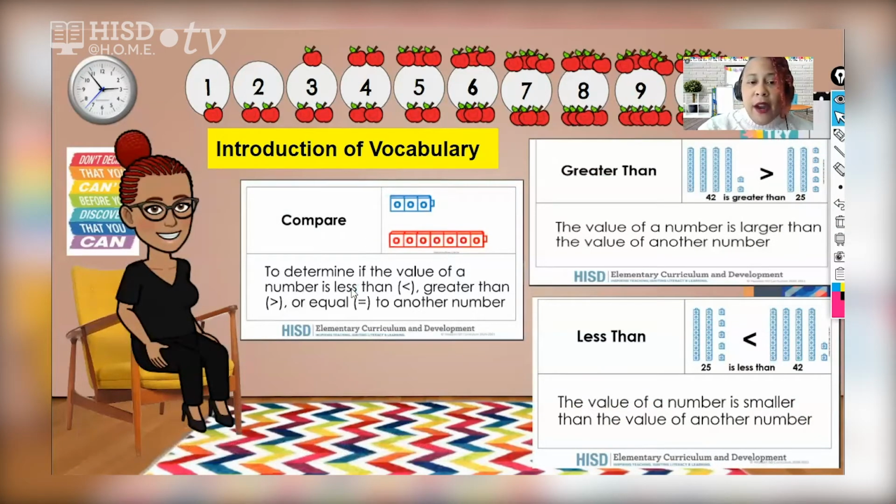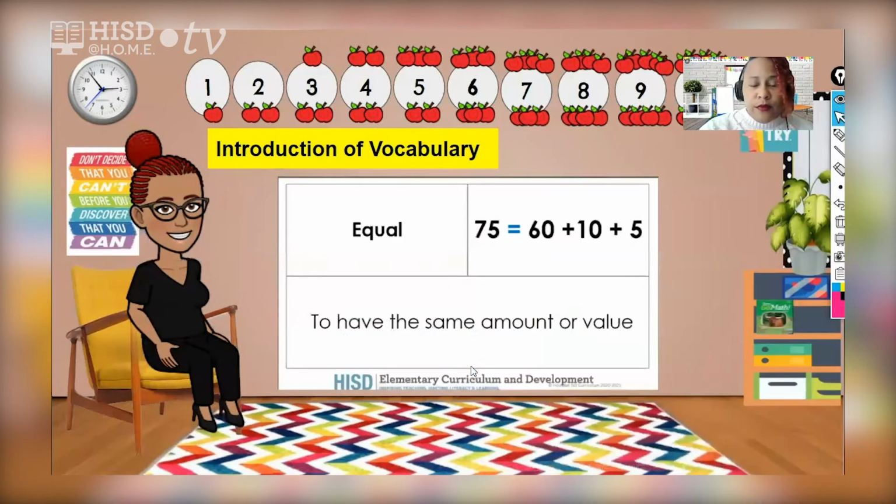Compare. To compare is to determine if the value of a number is less than, greater than, or equal to another number. Greater than is the value of a number is larger than the value of another number. And less than is the value of a number is smaller than the value of another number. And lastly is equal to. Equal to means to have the same amount or value.